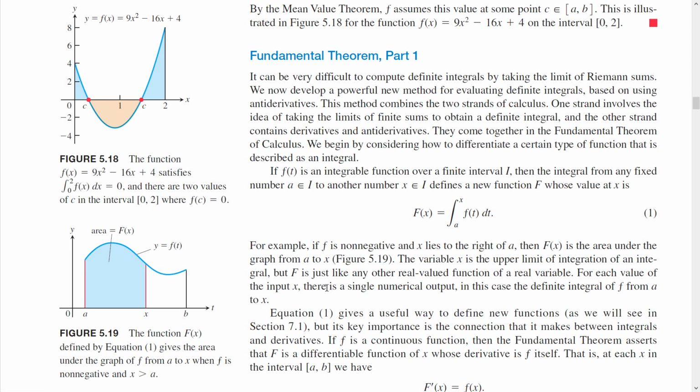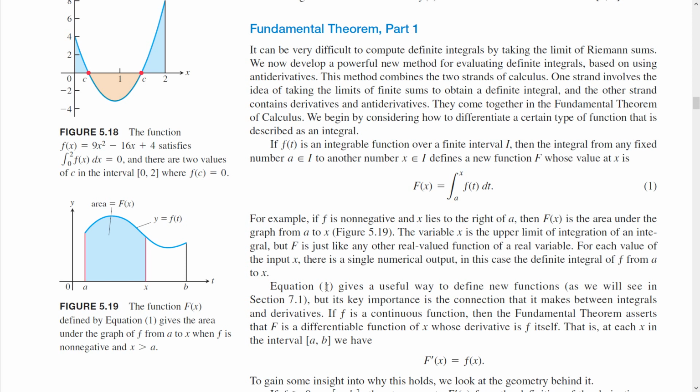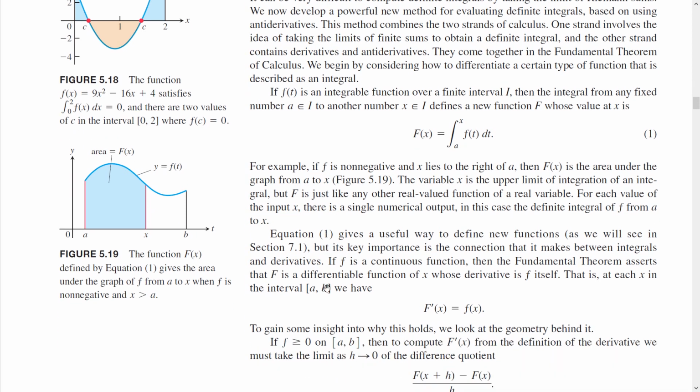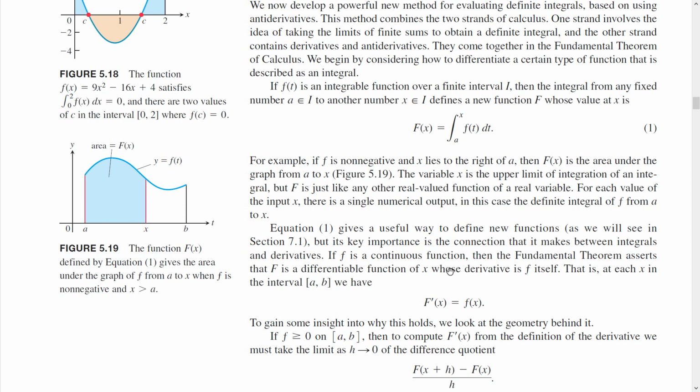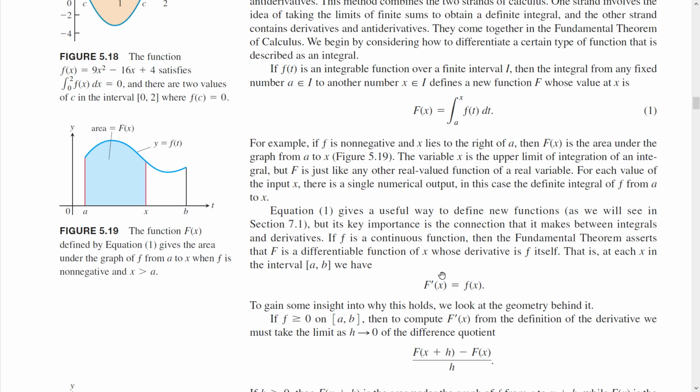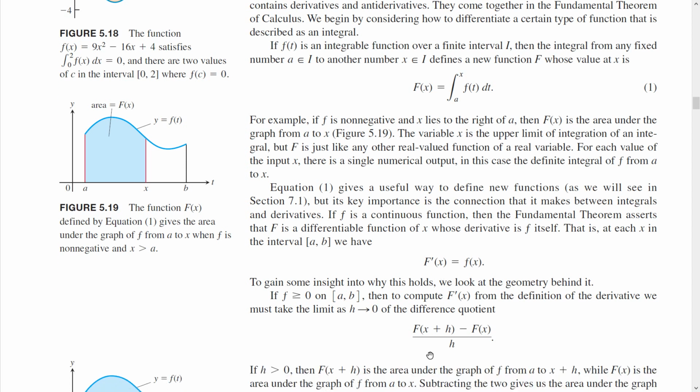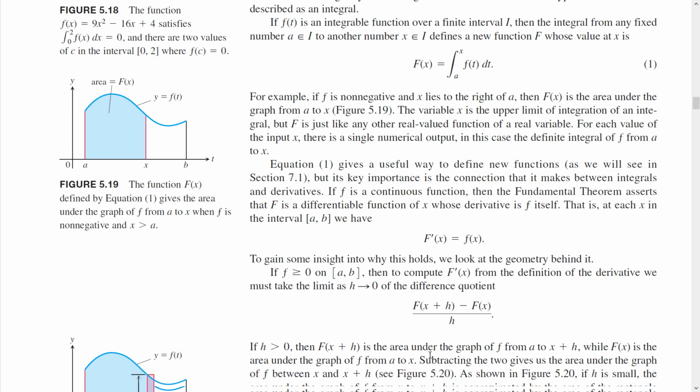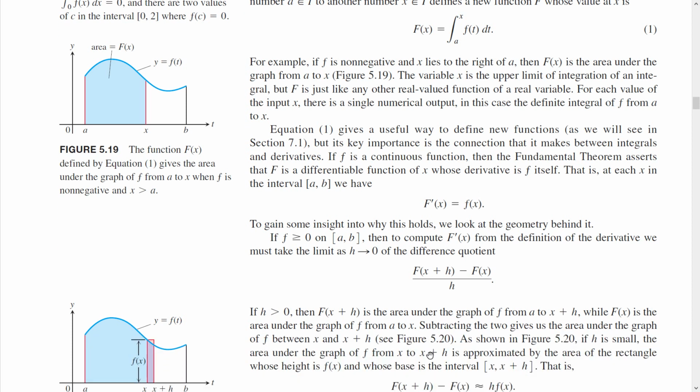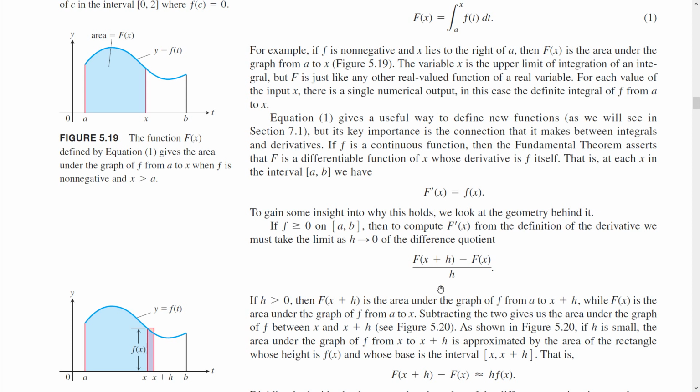Okay, now what if we need to differentiate the function given in equation number 1? By the definition of derivative, the derivative of this function is F(x plus h) minus F(x) over h, as h approaches 0. Now what does F(x plus h) mean?